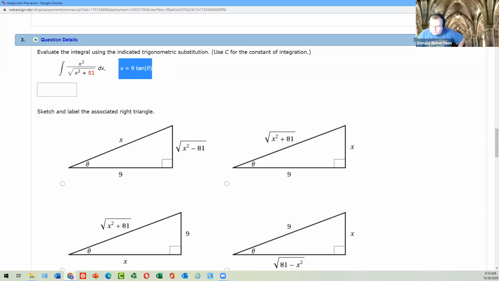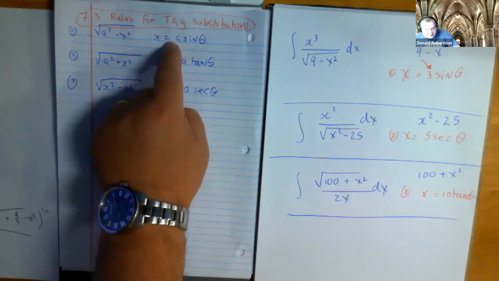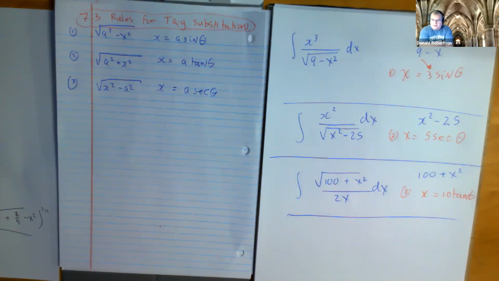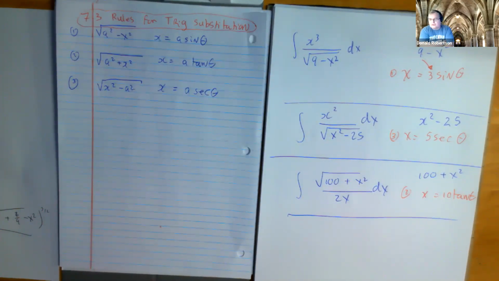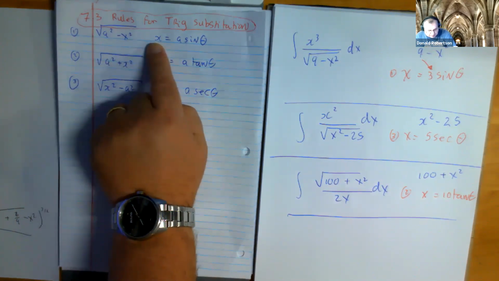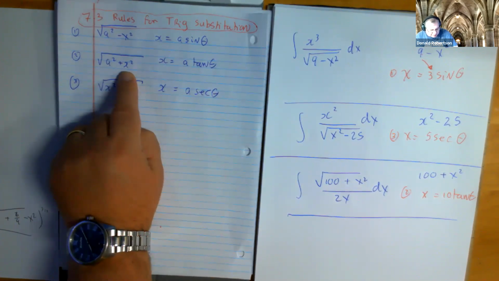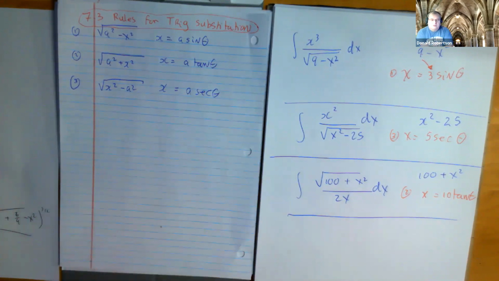Now, I just thought of something. Some of you might not have written this down, so I'm going to give you a few seconds to do so. These are the 3 guys, so write them down on a bit of paper, because you're going to be using them for the next 2 days, so you might as well get them written somewhere where you can find them. If it's a squared minus x squared, use this one; an a squared plus x squared, use that one; and an x squared take away a squared, use that one.